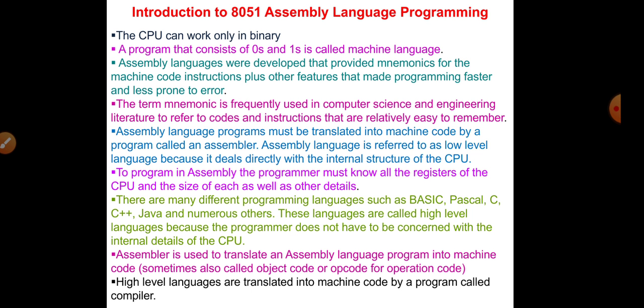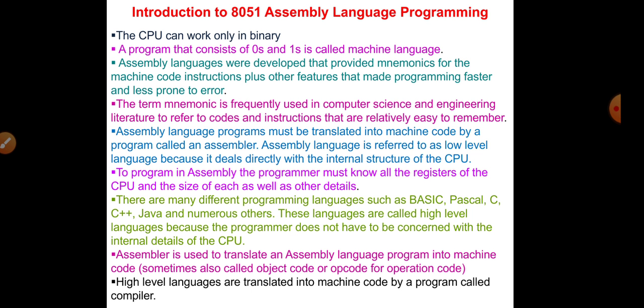There are different programming languages, for example Basic, Pascal, C++, Java, etc. These languages are called high level languages because in this case the programmer is not concerned with the internal details of the CPU. The programmer need not know the internal architecture or hardware configuration, what the different registers are, or the size of each register.